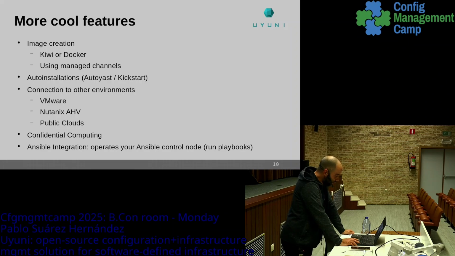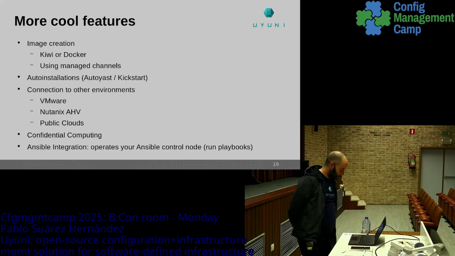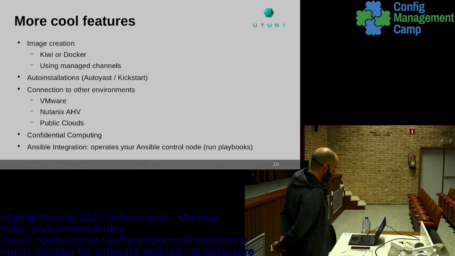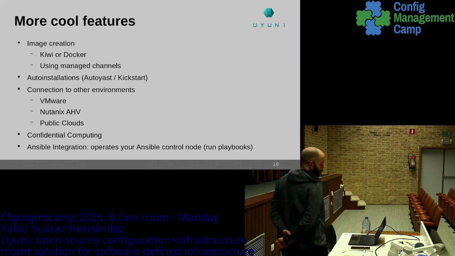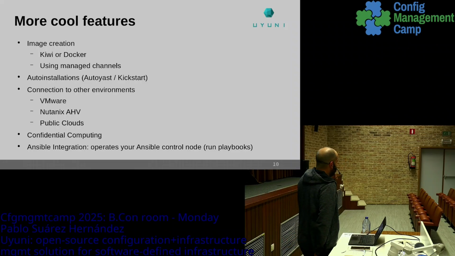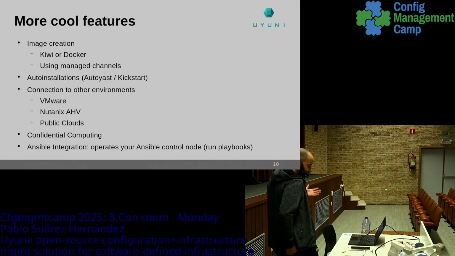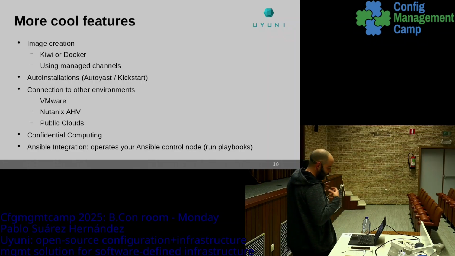Confidential computing, hot topic nowadays. We are able to use the Uyuni server as the attestation server, so it's able to do regular checks to your confidential computing systems and extract the information and generate reports then.